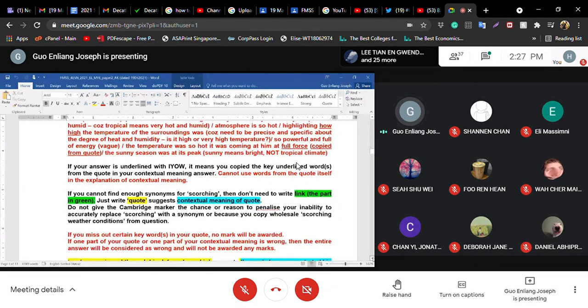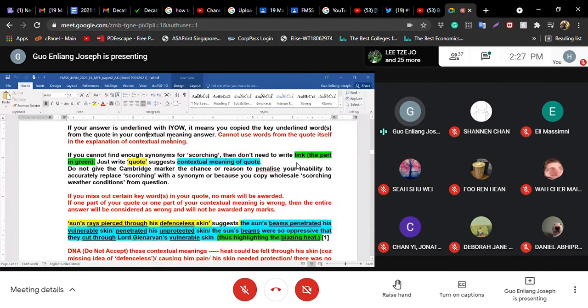As I said just now, if your answer is underlined with IYOW, it means you copied the key underlined word from the code in your contextual meaning answer. So obviously you cannot do that. Next one. This is what I said about the optional green part. If you cannot find enough synonyms for scorching, or you're not confident of the synonyms, just write the code plus the contextual meaning of the code. That's it. Cambridge will give the mark.